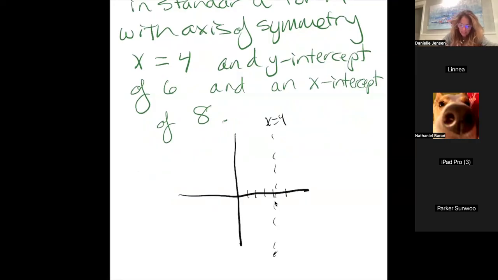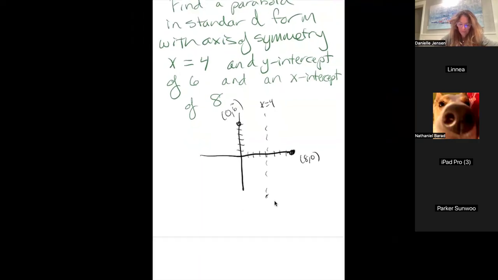And then it goes through the x-intercept, that's a point, (8, 0). And then it goes through the y-intercept, (0, 6). Okay, great. Now what? You can't really have this because on the left it's 4 away and you want the y to be 6, and on the right it's also 4 away, and so you want the y to be 0 there. If it's the same distance from the axis of symmetry, then they should be the same y values, and they're not. So there's no parabola that could fit this.